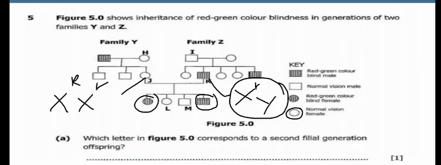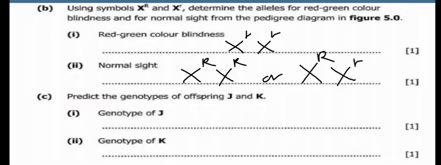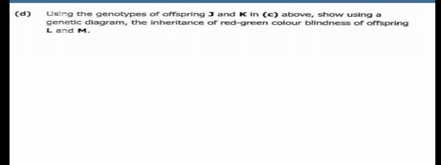So as for J, we are saying it is XX, capital letter R and small letter r. Then as for K, this one is a male, so we need to have X, small letter r, then Y. Do not put a non-sex-linked gene on the Y chromosome. Let's see the next question.